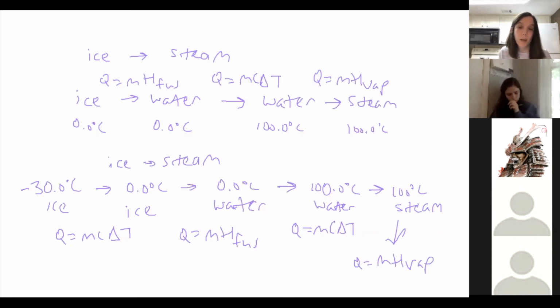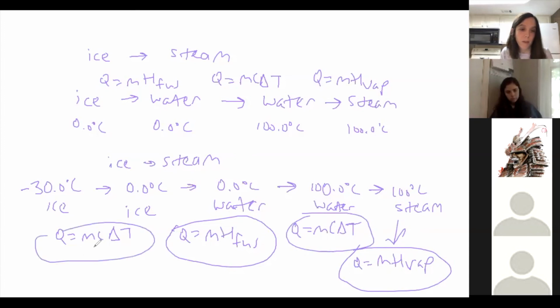So there can be a lot of steps in these problems, depending upon all the phase changes and temperature changes you have. But for every phase change, you use either M times heat of fusion or heat of vaporization. And then for a temperature change, you use Q equals MCΔT. And then you add up all of these Q's together to get the total heat needed to change the substance. Any questions about that?